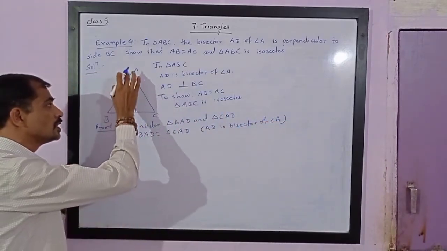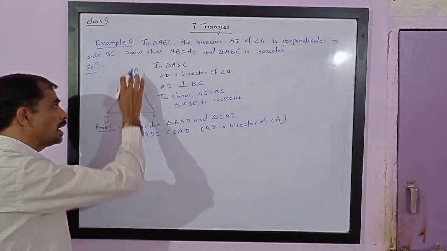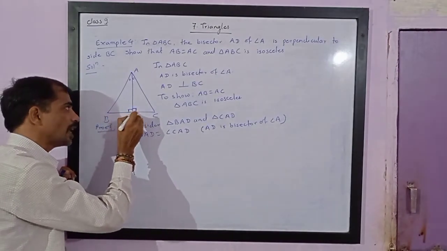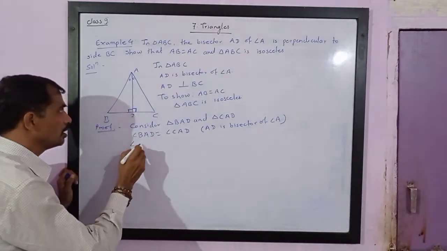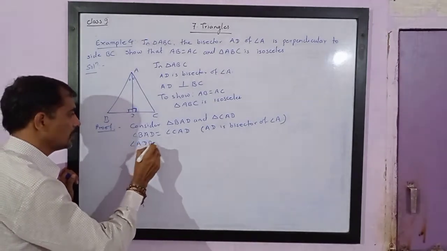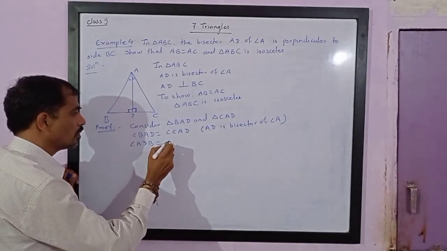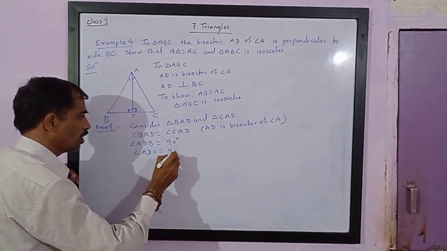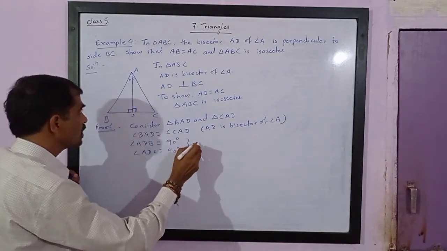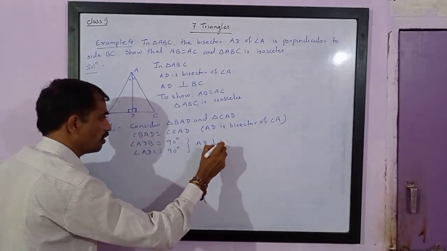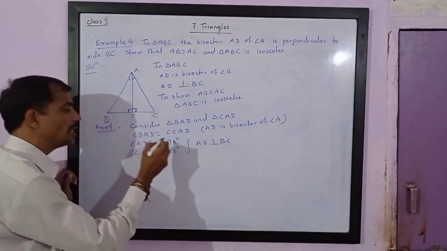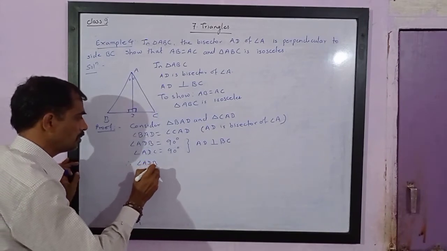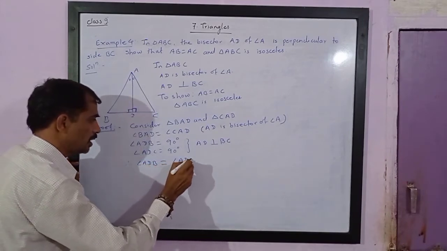Now angles ADB and ADC are also equal because AD is perpendicular to BC, which means this angle is a right angle as well as this angle is also a right angle. Here angle ADB is equal to 90 degrees and angle ADC is also equal to 90 degrees. The reason, for both, is that AD is perpendicular to BC. If measures are equal, it means angles are congruent. Therefore, angle ADB is equal to angle ADC.